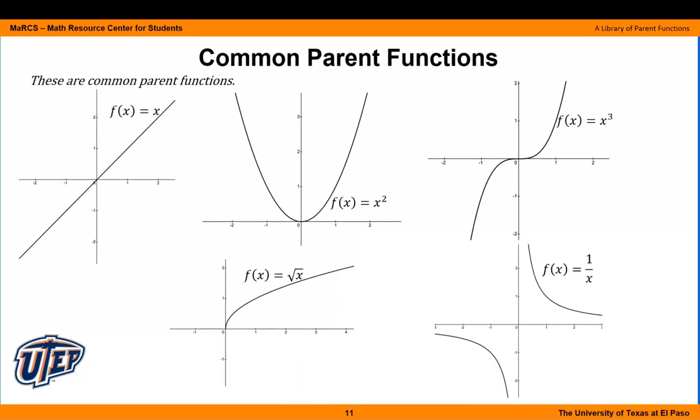Let's bring it all together. These are the main parent functions: linear, quadratic, cubic, square root, and reciprocal. Each has a unique shape. Your goal is to recognize them quickly.